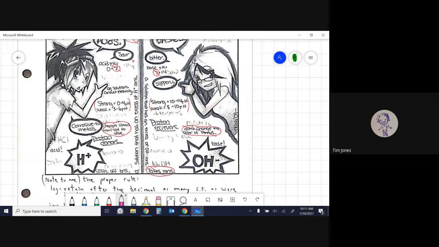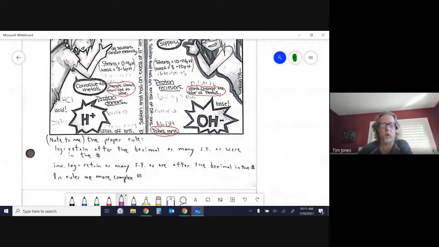Down here, I mention that the proper rule for the sig figs is a bit more complicated than what I mentioned above, but we don't need to worry about that. We're taking a simplified approach to the new sig fig rules, but this is the correct rule down here, and you're welcome to use that if you want, but I typically don't bother in our class.